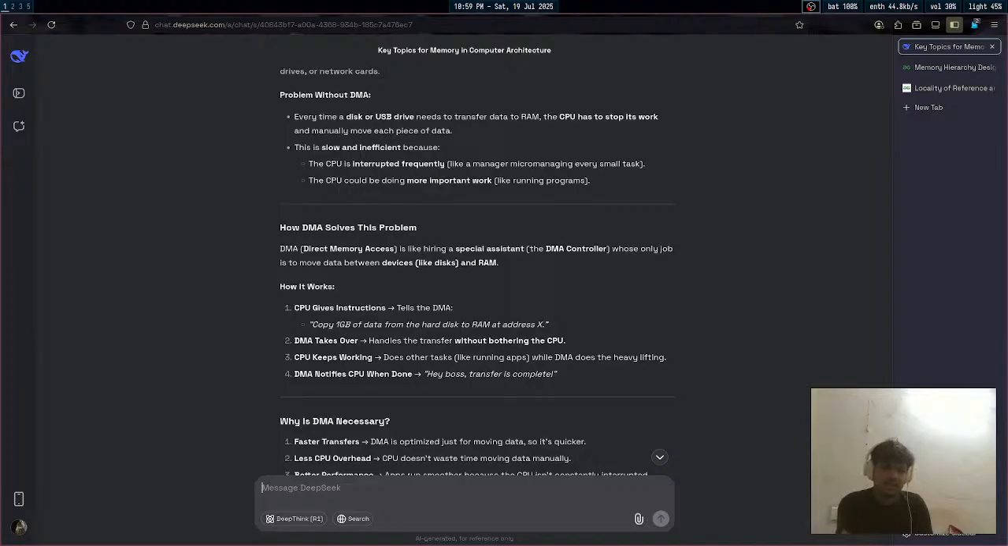So technically, if you are copy pasting a large chunk of data, or any chunk of data, or just doing something with the memory, it tells DMA to do something alongside. So that is how I think I can understand that. DMA takes over, CPU keeps working, does other tasks, but DMA does the heavy lifting. DMA notifies CPU when done: hey, boss, transfer done. Okay, sure.